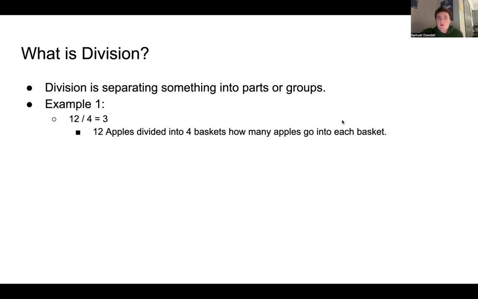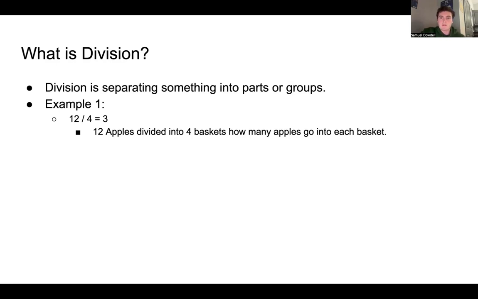So first to start off, we're going to go over what division is exactly. Division is when we're splitting something into equal groups or splitting something into different parts or groups. So the first example that we've got here is 12 divided by 4. I have the answer here already. So we know 12 divided by 4 is equal to 3.